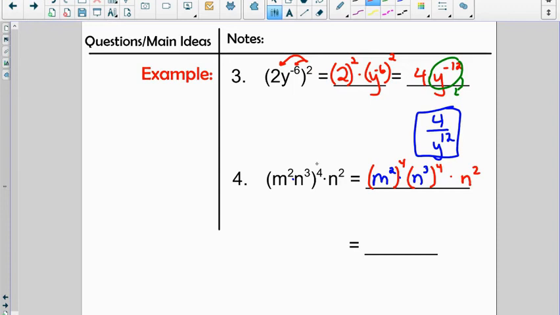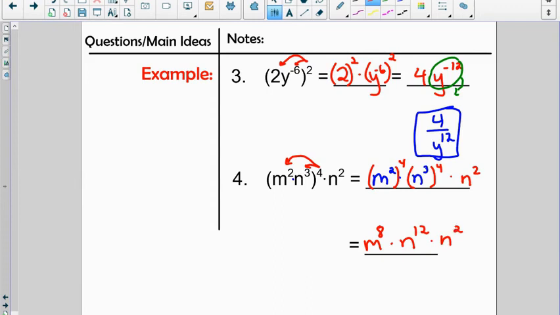So all I did was I distributed the 4 to both factors, but I realized that each factor already has an exponent. So now we need to apply power of a power within that. So m to the 2nd power raised to the 4th power again. We multiply the exponents, and we're going to get m to the 8th power. 2 times 4 is 8. And then we simplify the next part. n to the 3rd power raised to the 4th power. We multiply those exponents, and we will get n to the 12th power. And then we don't want to forget about that n squared at the end. That's still part of the problem.